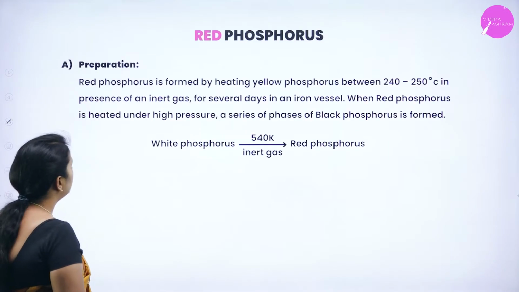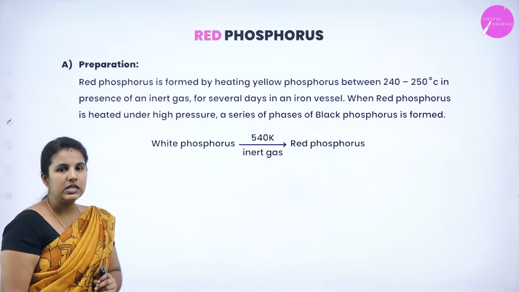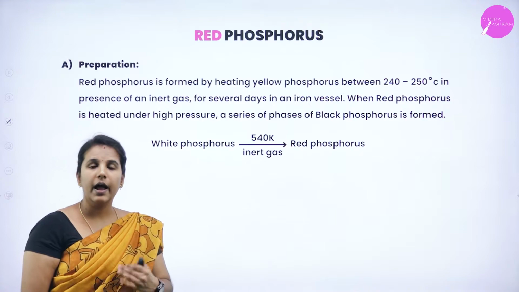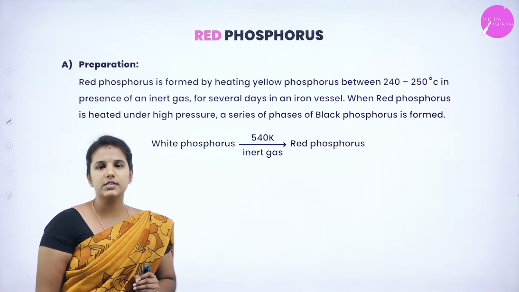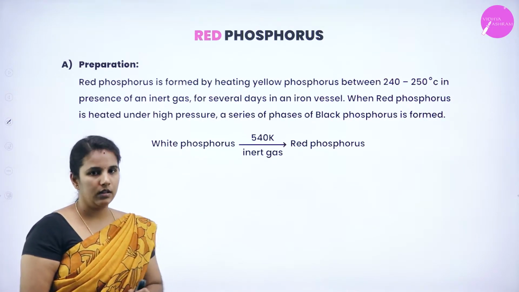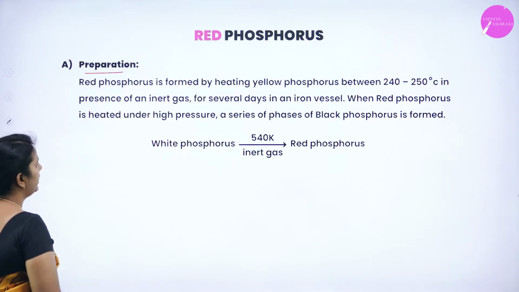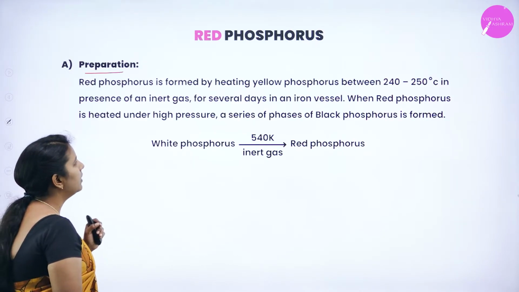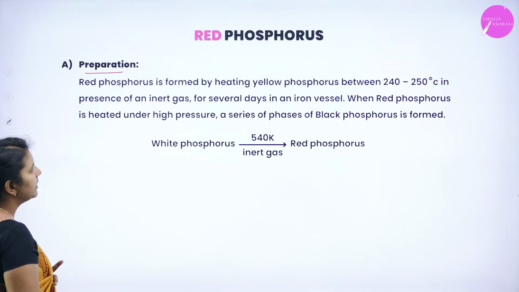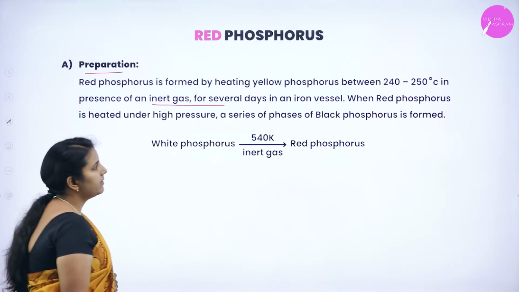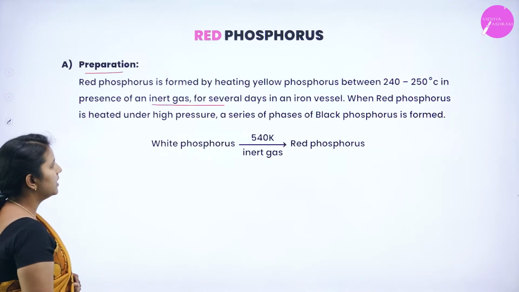Okay, then coming to red phosphorus. After understanding the physical and chemical properties and the structure of white phosphorus, we're also going to understand red phosphorus properties. Okay, first we'll go with the preparation of red phosphorus. Red phosphorus is formed by heating yellow phosphorus between 240 to 250 degrees Celsius in the presence of inert gas for several days in an iron vessel.